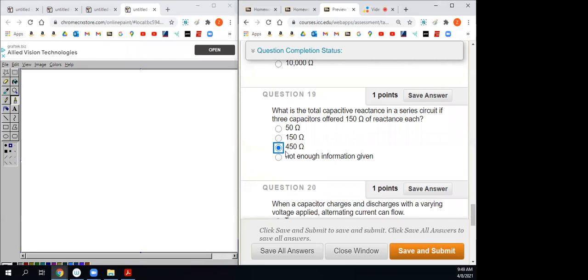The confusing part is if it said, what would the total capacitance be of 3, 150 microfarad capacitors in a circuit? Then you're doing the reciprocal formula to find the total capacitances.